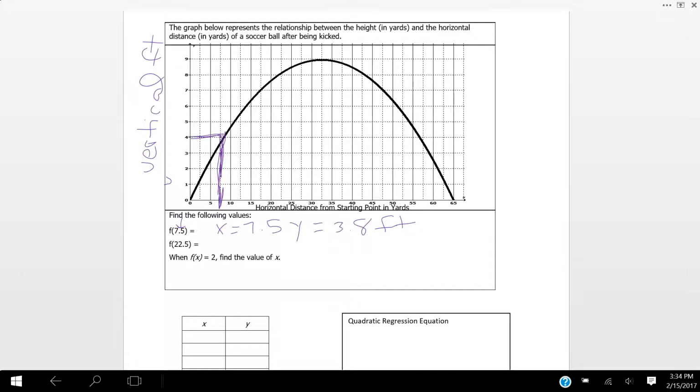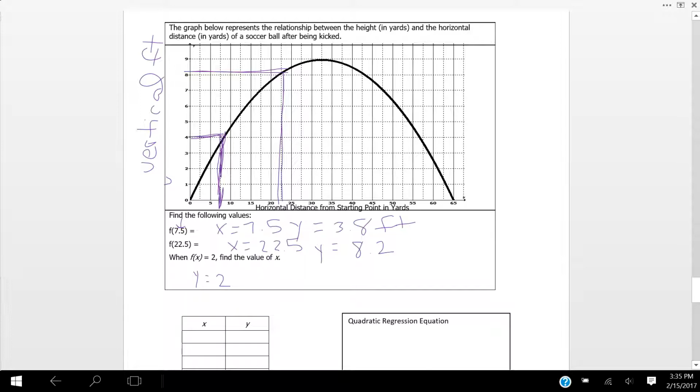F at 22.5, I'm going to have to come over here to 22.5 feet. And I'm going to draw my line up. I'm going to go over, and it's actually a little bit more than 8. So I'm going to say x is 22.5, y is 8.2.